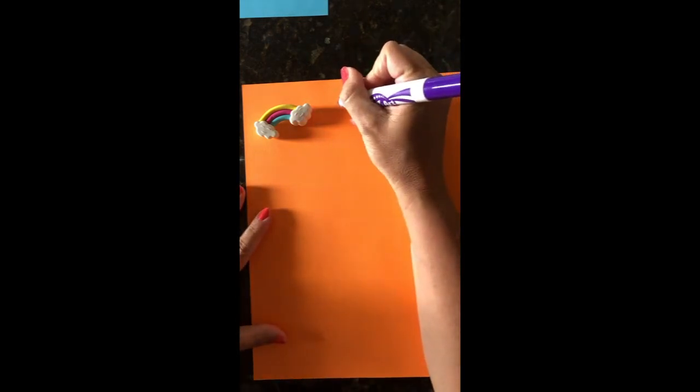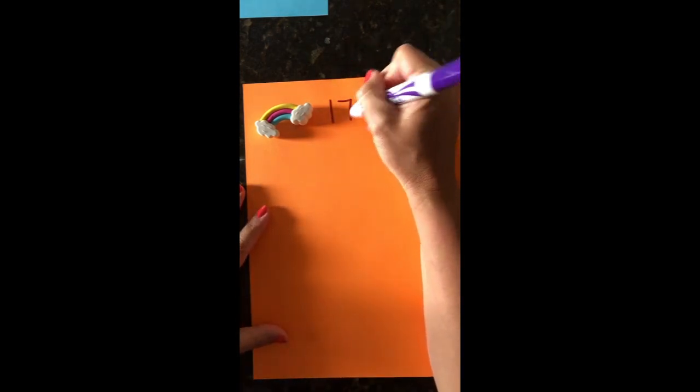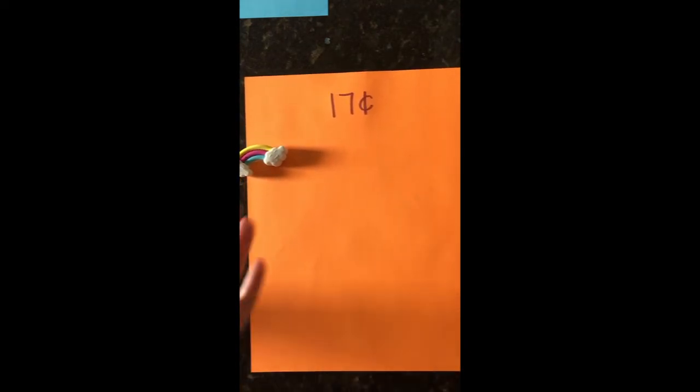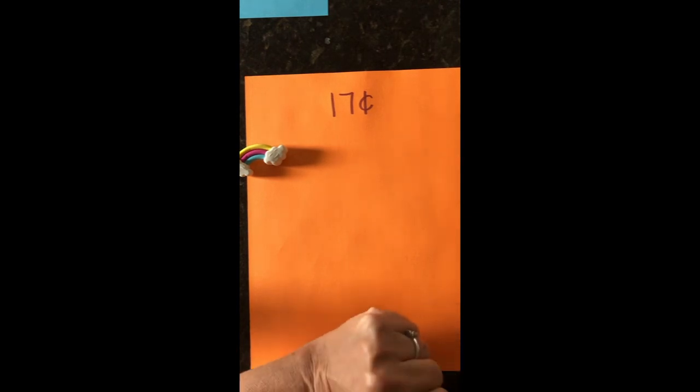All right, let's try one more. Okay, so now we have, and I'm going to show you, this bright eraser, this really pretty rainbow eraser. Okay, and let's say that that eraser costs, what do you think about 17 cents? Okay, let's try to make all the ways to show 17 cents. So the way we could do that is, you could do 17 pennies. That would be 17 cents.